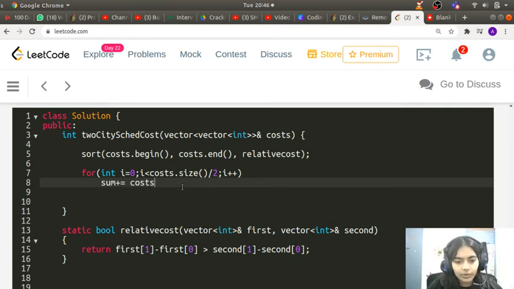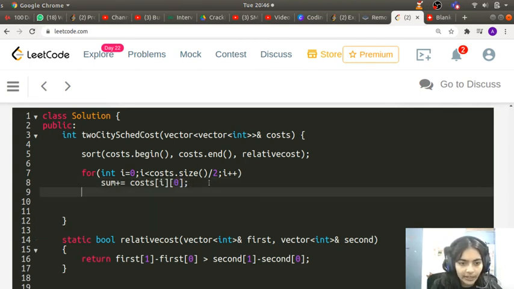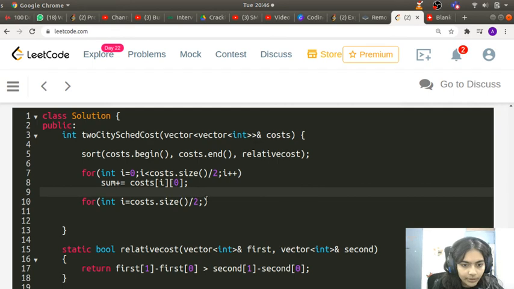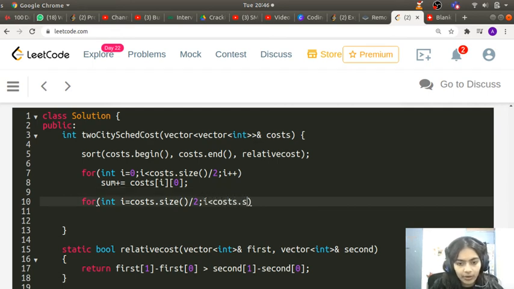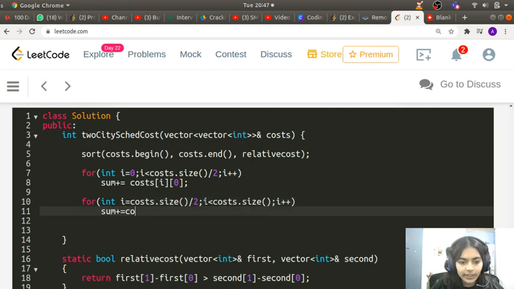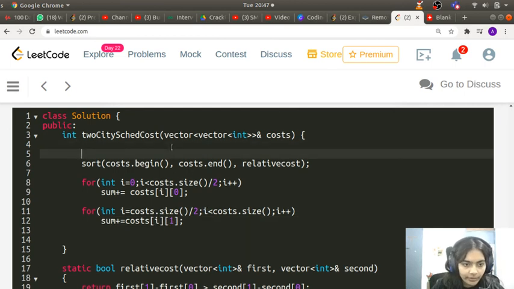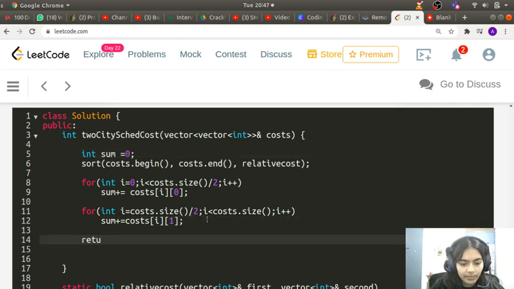So if they have to go to city A, then we can just add the first element from that vector. For all the remaining elements, we know that they have to go to city B. So we can just give, for int i equal to cost.size() / 2, i less than cost.size(), i++, all the remaining elements have to go to city B. And this will be it, but I have not declared sum, so I will also declare sum, and I will set it to 0, and then we can just return the sum variable at last. So we have to return the total sum.